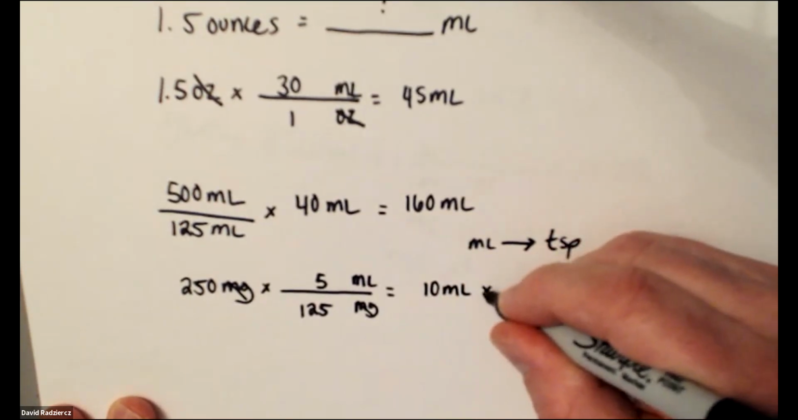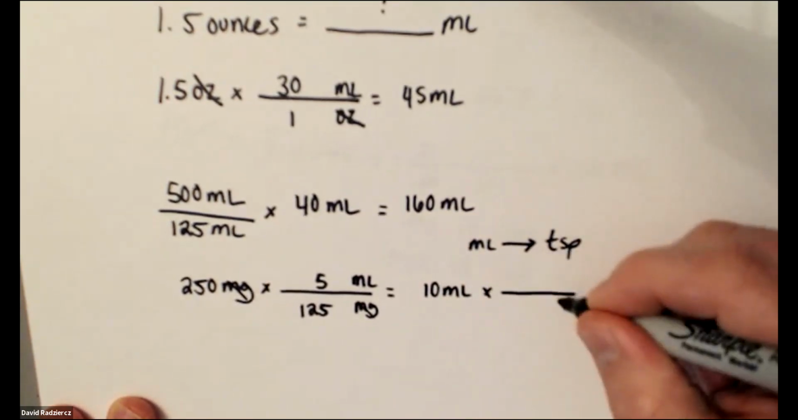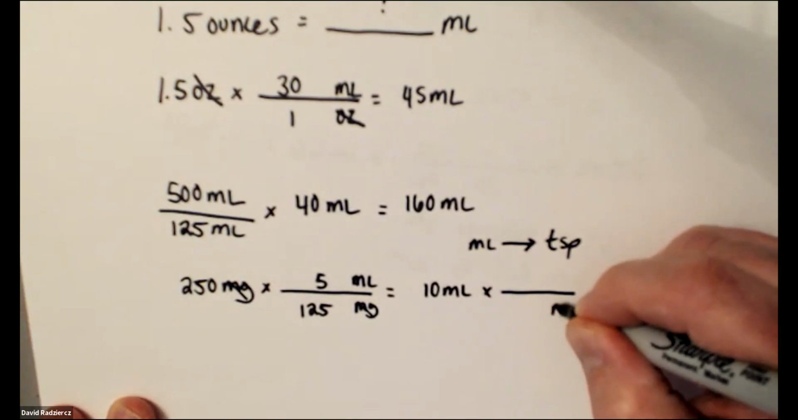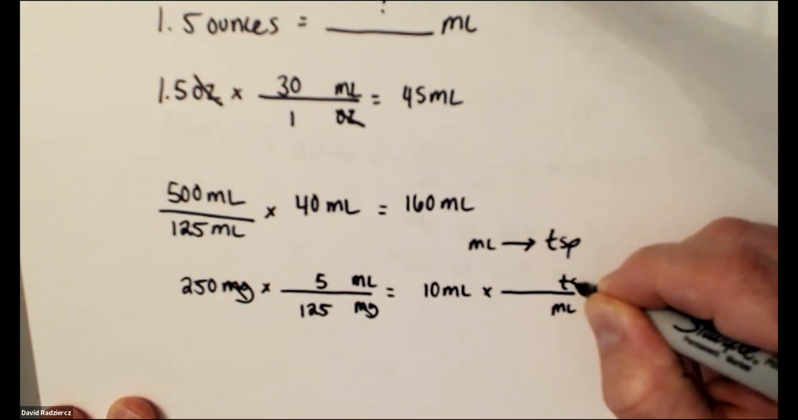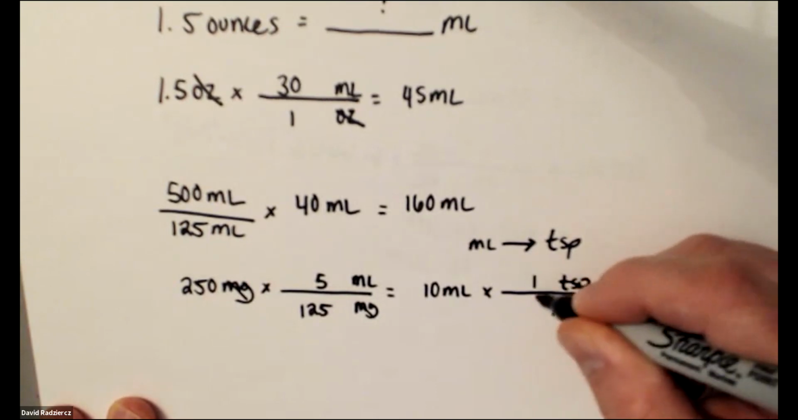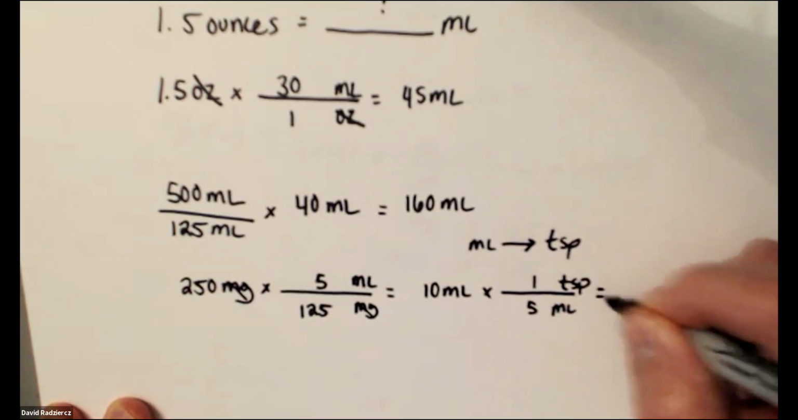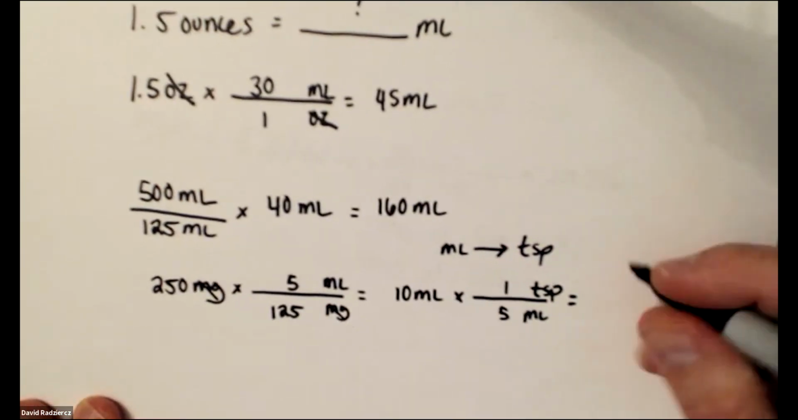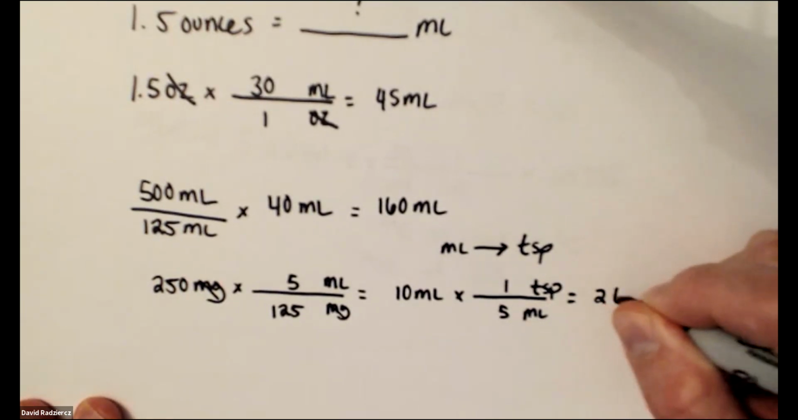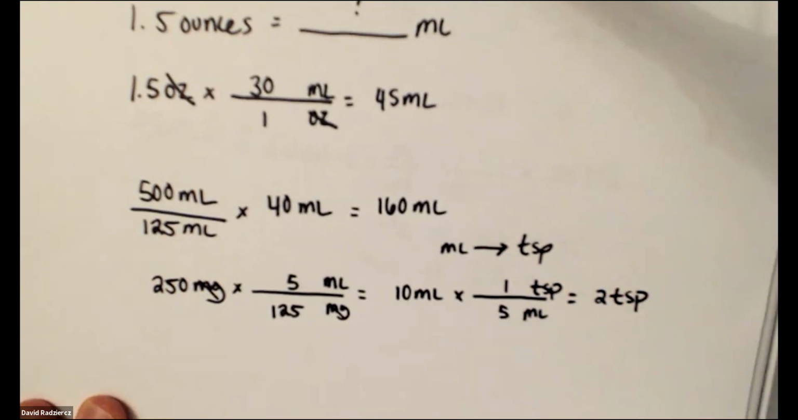And then I would create a separate conversion in which I would convert milliliters to teaspoons, where 1 teaspoon is equal to 5 milliliters. And that will give me 2 teaspoons, which is the answer that we were looking for. Now, I told you there was a shortcut.